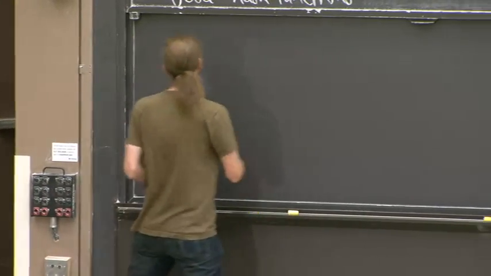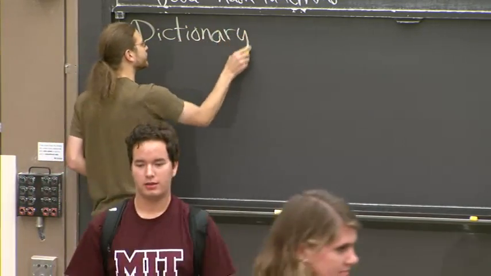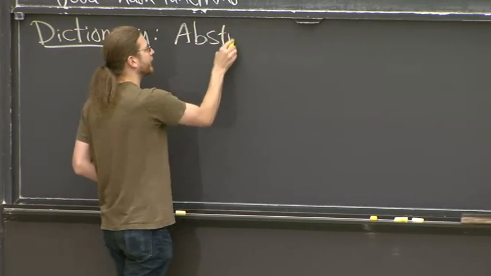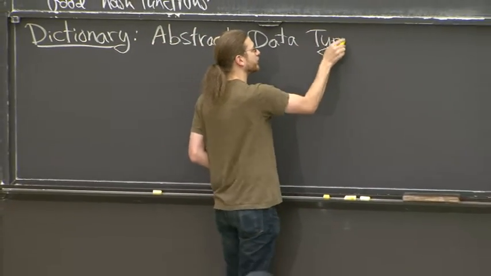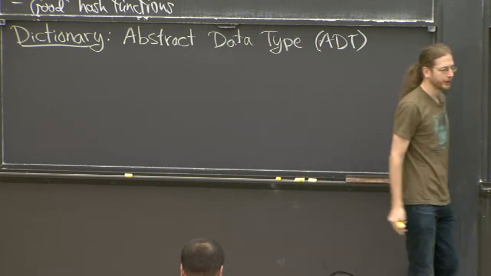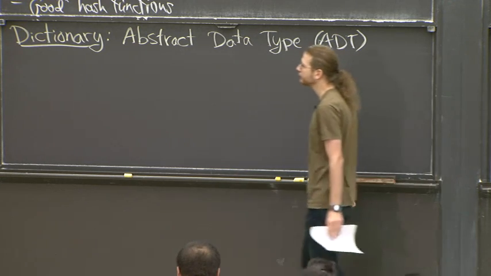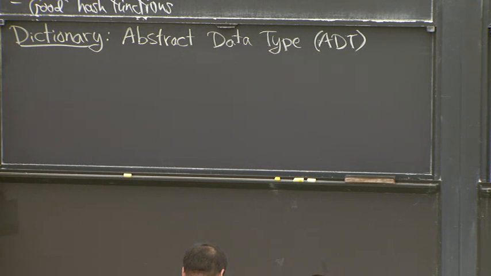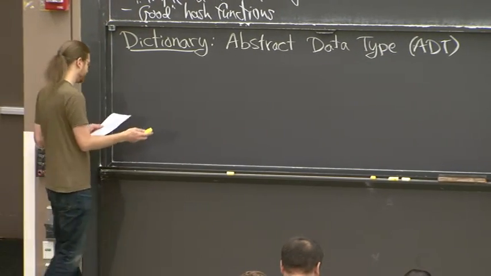So what is it? It is usually called a dictionary. So this is an abstract data type. You remember that term from a couple lectures ago. Kind of an old term, not so common anymore, but it's useful to think about. So a dictionary is a data structure, or a thing that can store items, and it can insert items, delete items, and search for items.